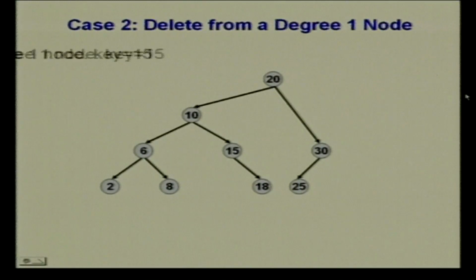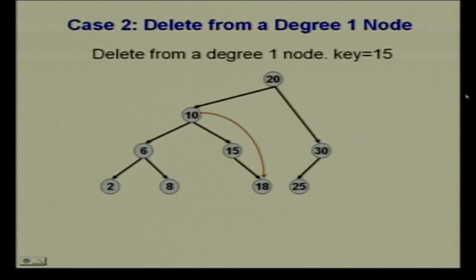So, delete again another example, suppose you want to delete 15, you just make the parent of 15 point to the child. So, that link has been removed. Up to now we have seen the concept of deleting nodes from a binary search tree, and we have seen an example of deleting nodes with degree 0 and nodes with degree 1.